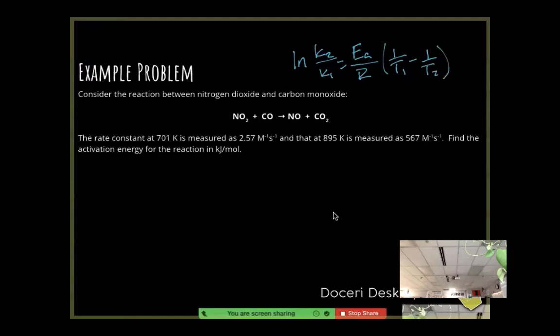Okay, the other thing you might want to write down here, because if you're going to be asked to solve for K2 or K1, you're going to have to manipulate that natural log expression. So if you remember from math, if you have the natural log of something over something else, it's the same as the natural log of the numerator minus the natural log of the denominator.